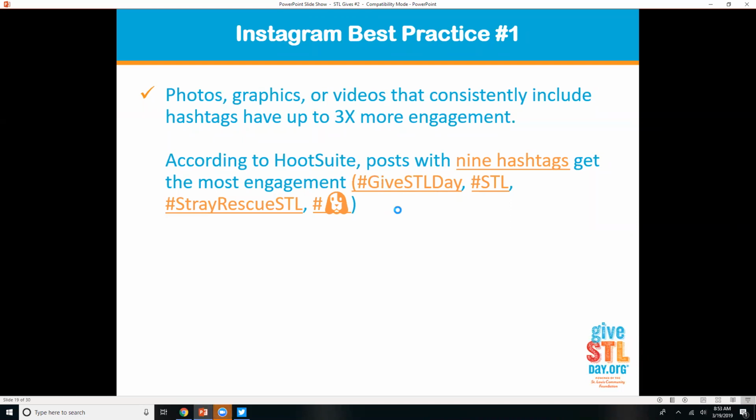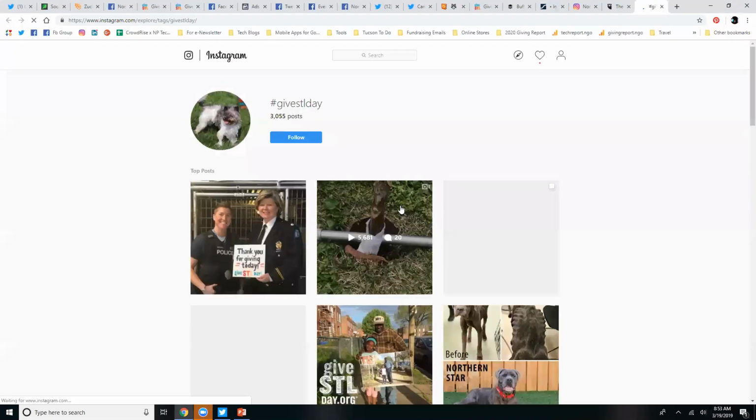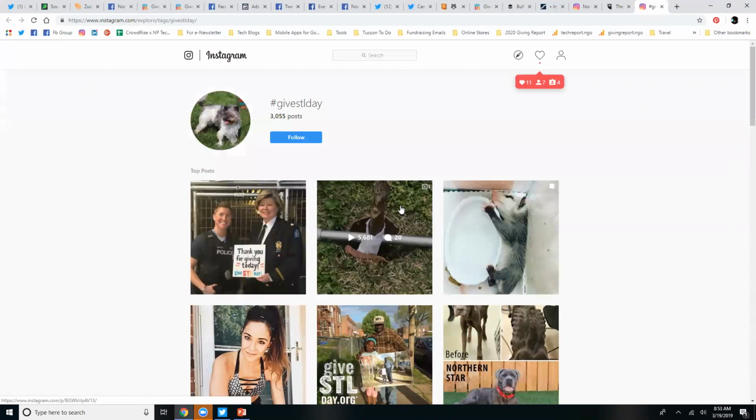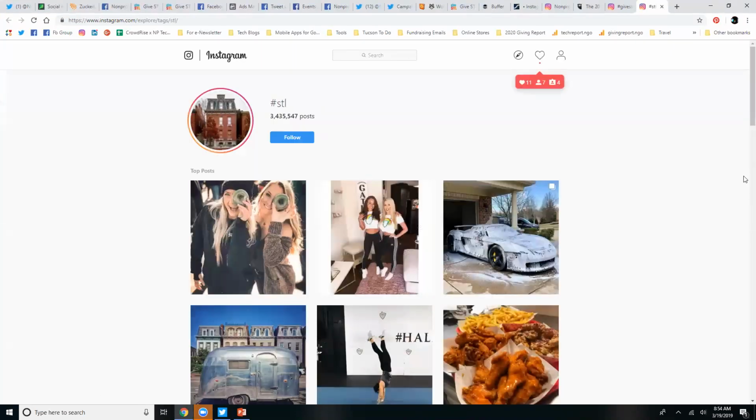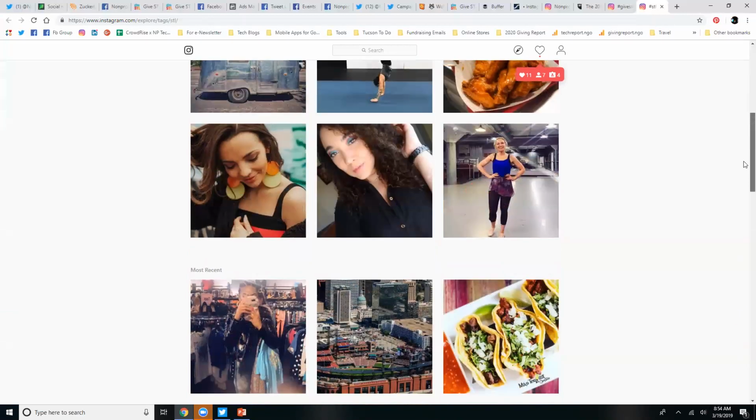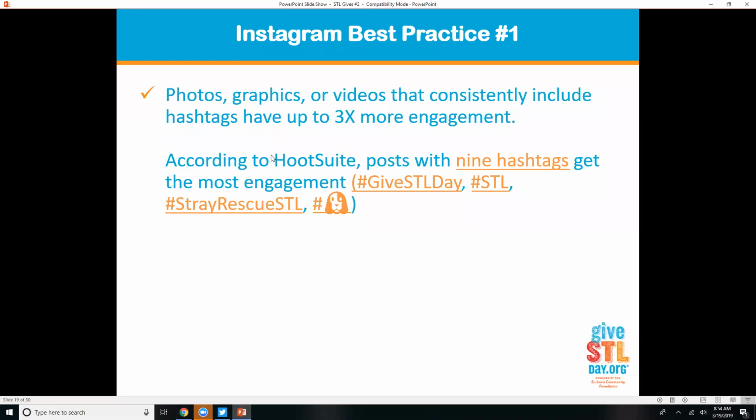So to get an idea of some hashtags that you could use, hold on. Of course, Give STL Day. So it's already happening. People are posting. The top one is from last year. You can follow this hashtag, so you'll start periodically seeing Give STL Day posts in your newsfeed. STL, there's a lot of people there posting pictures of St. Louis, the living experience in St. Louis. All right, so looks like a lot of people working out and food and washing their car.